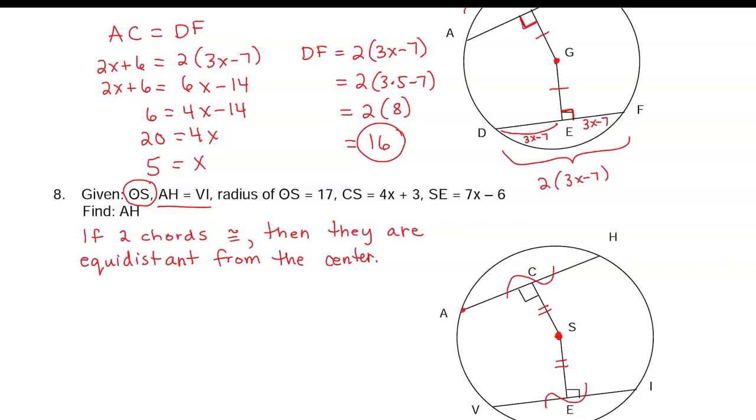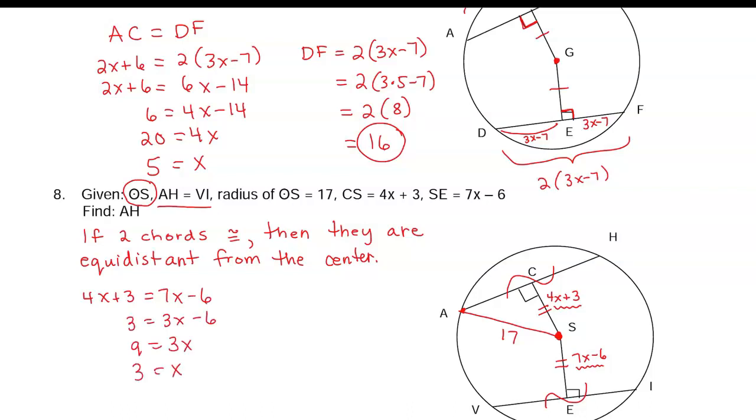17. Draw in a radius AS and label it 17. We also get CS is 4x plus 3. So I have algebra on CS, and then we're given SE is 7x minus 6. From that algebra information, I can use the 4x plus 3 equals 7x minus 6 because those segments are congruent. 4x plus 3 equals 7x minus 6.